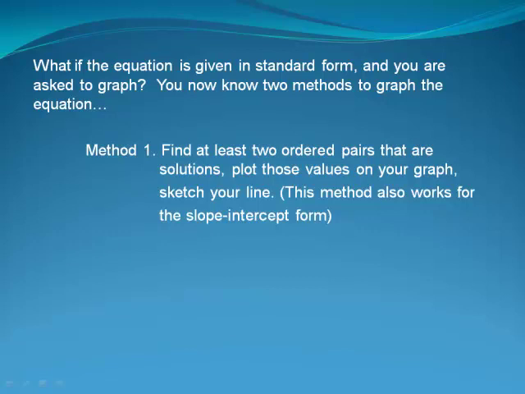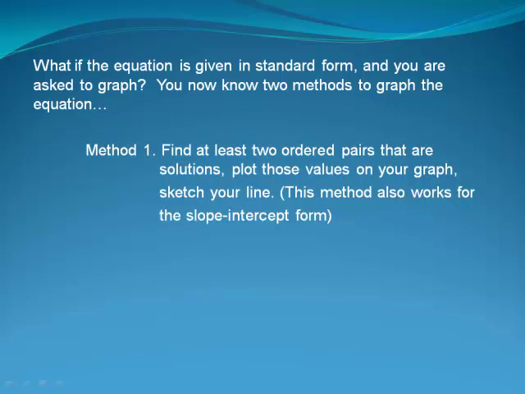What if the equation is given in standard form and you were asked to graph? Well, you might recall in an earlier section we did just that. So you already know one method. When you have an equation, any kind of an equation, the first method to graphing that equation is you can take the equation in any form, find at least 2 ordered pairs that are solutions, plot those points on your graph, and sketch your line through those points.